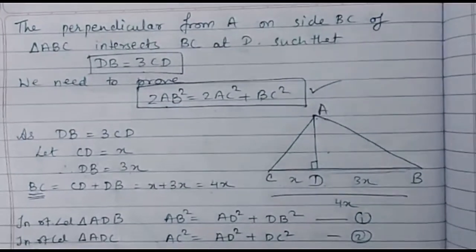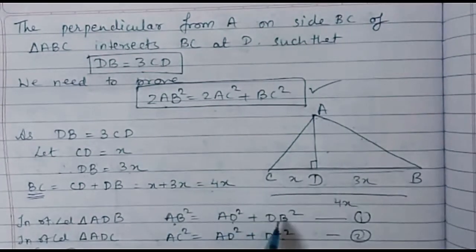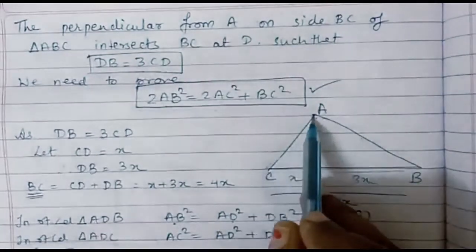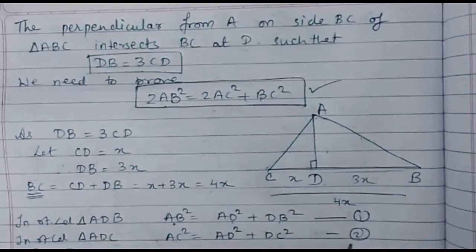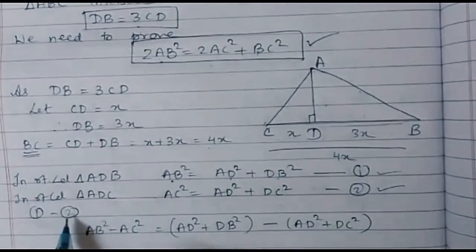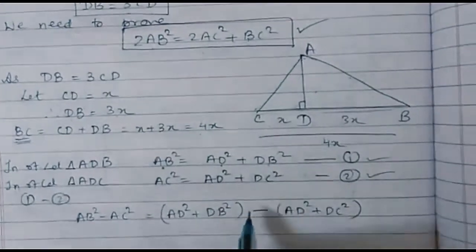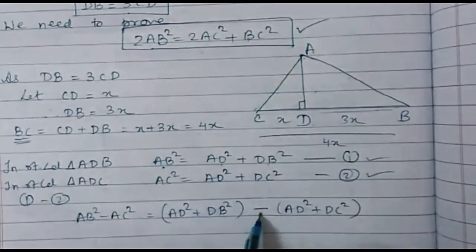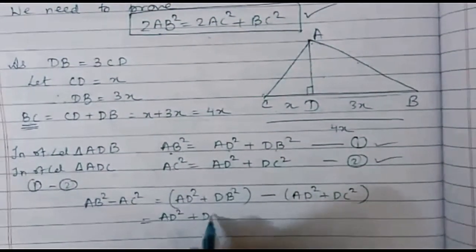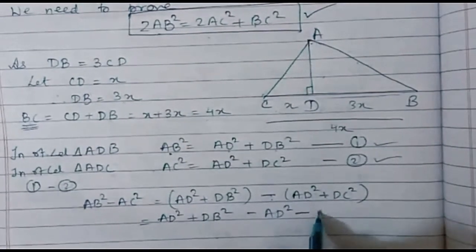So let us write that much. So you can see I have used Pythagoras theorem. I got for the first triangle ADB, AB square is equal to AD square plus DB square. Same way for the second triangle ADC, AC square is AD square plus DC square is result number 2. Now subtract the value of result number 2 from 1. So after subtracting 2 from 1, we will be getting AB square minus AC square on the left hand side. Right hand side you see AD square plus DB square minus AD square plus DC square. When we open the bracket, it will become AD square plus DB square minus AD square, and minus into plus will become again minus DC square.